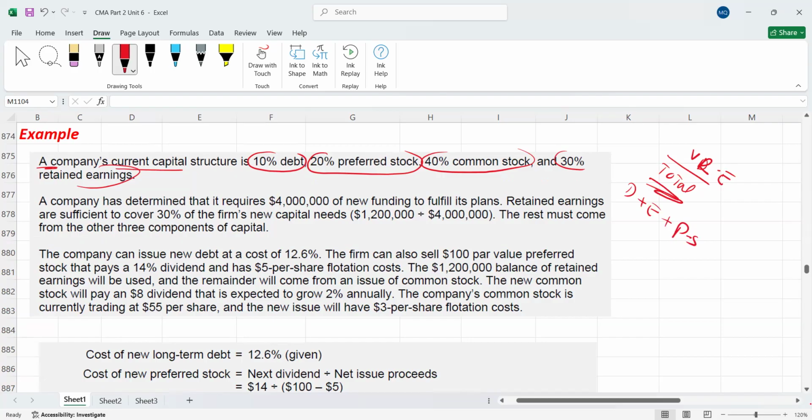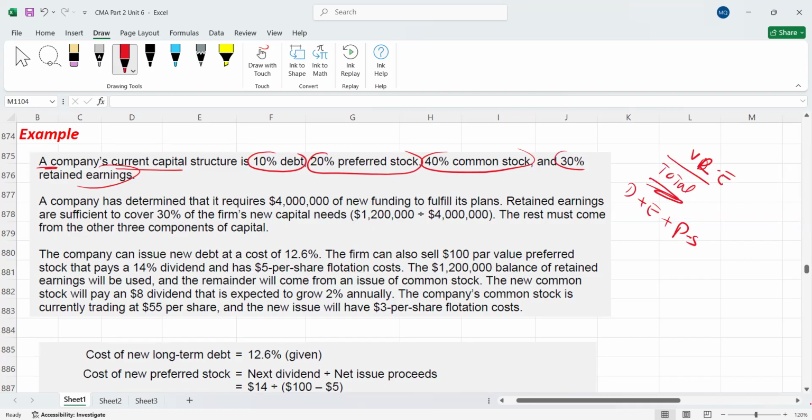So this is the formula of the weight when we calculate, but here weight is given straight away. He told you debt is 10%, preferred stock is 20%, common stock is 40%, and retained earning is 30%, although we have discussed how to find out the weight in the last class. Okay, so weight is given. So one thing is given. Now we have to look what is next.